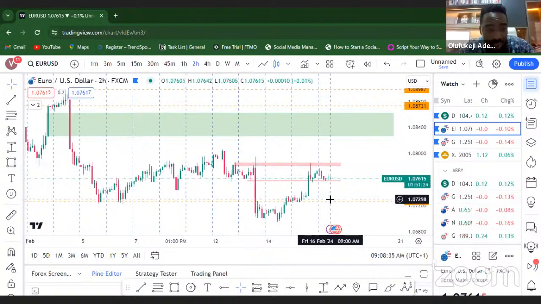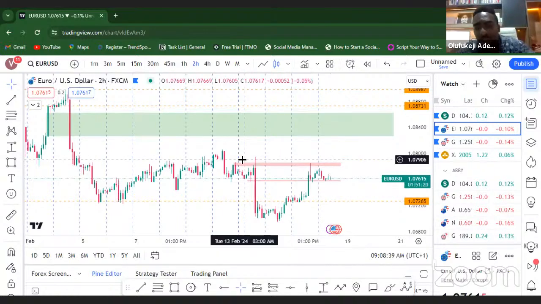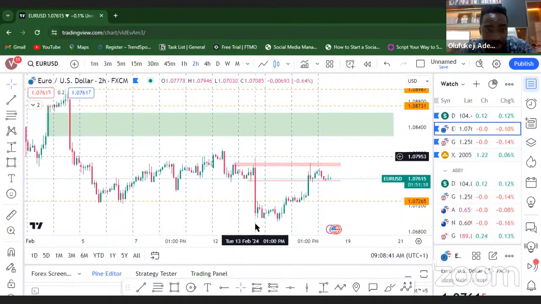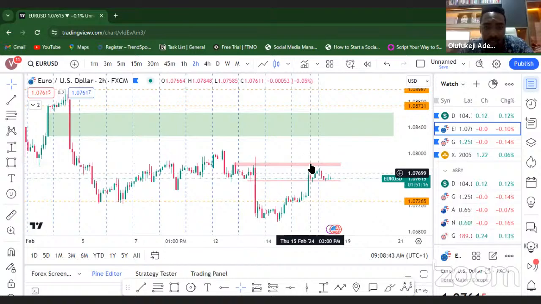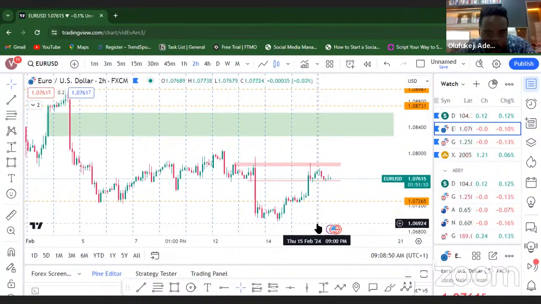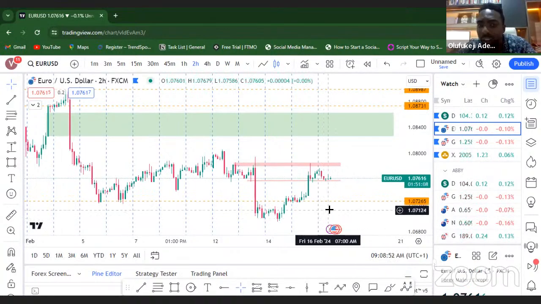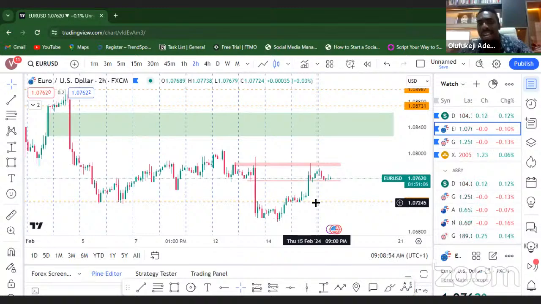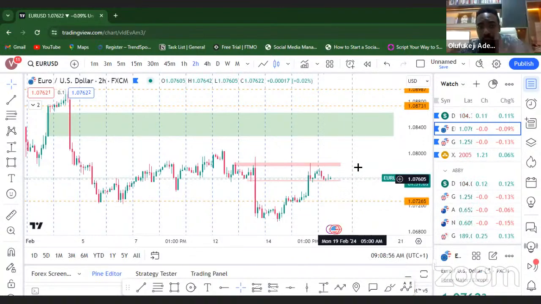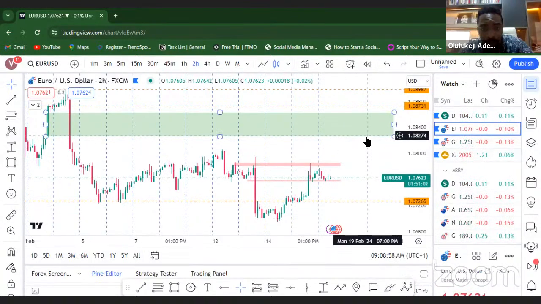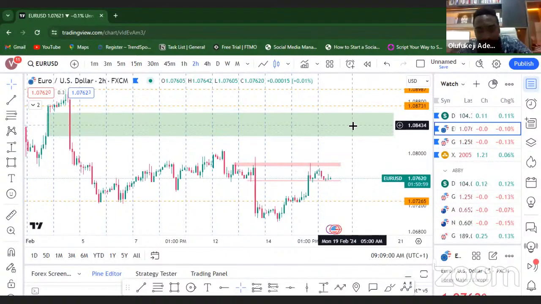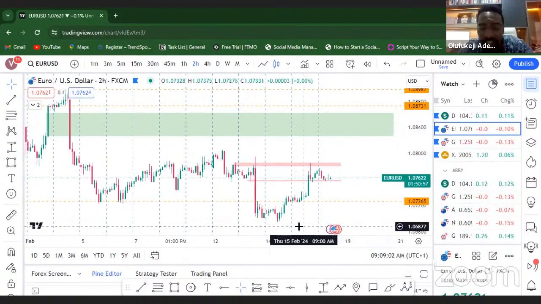Shoulder, you can see the shoulder, you can see the sweep, you can see the break of structure. Then a return back there. So where is price going? Price is going to 1.0726. After it does that, it will either go back up to the fair value gap above 1.08 or it will come back down to break 1.068.